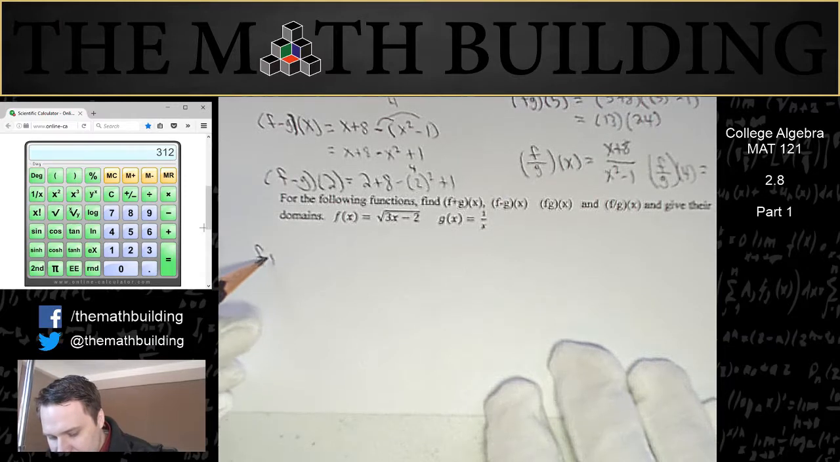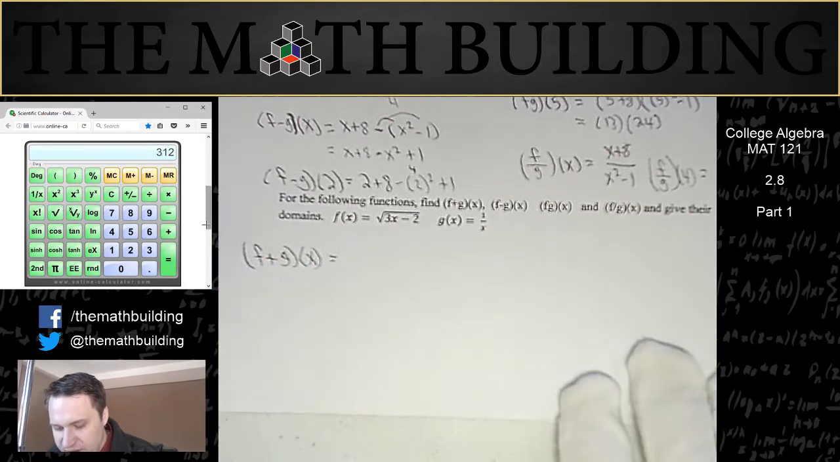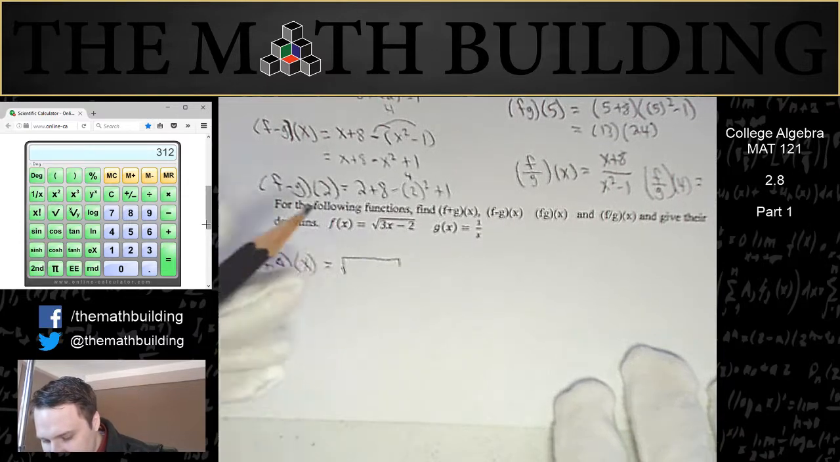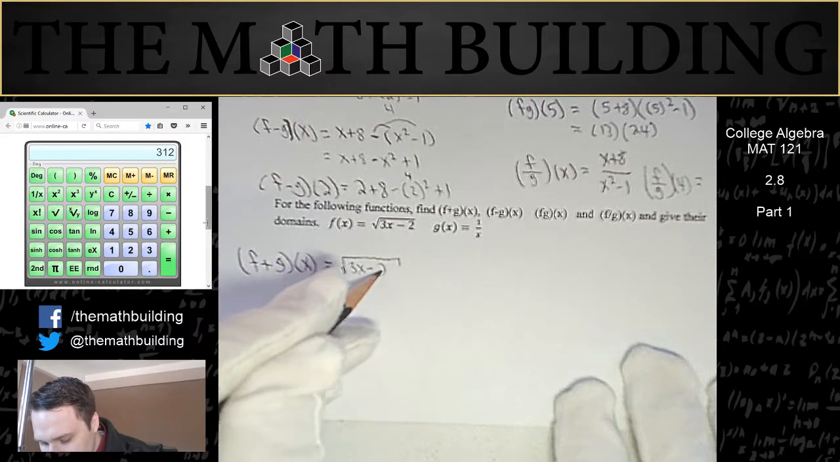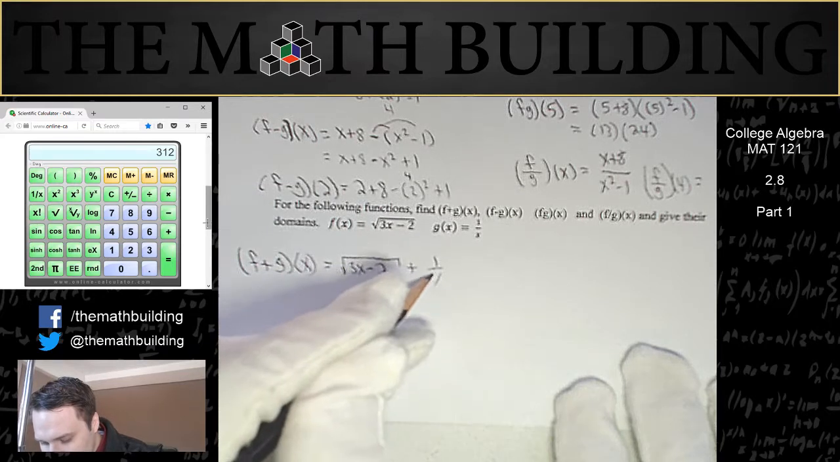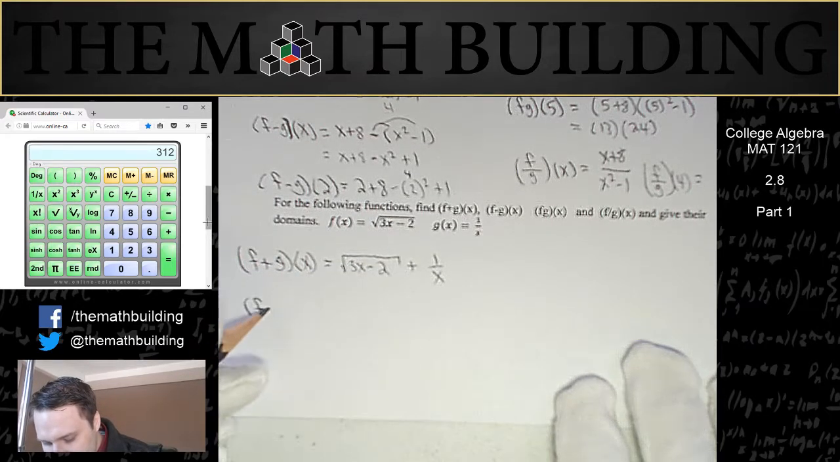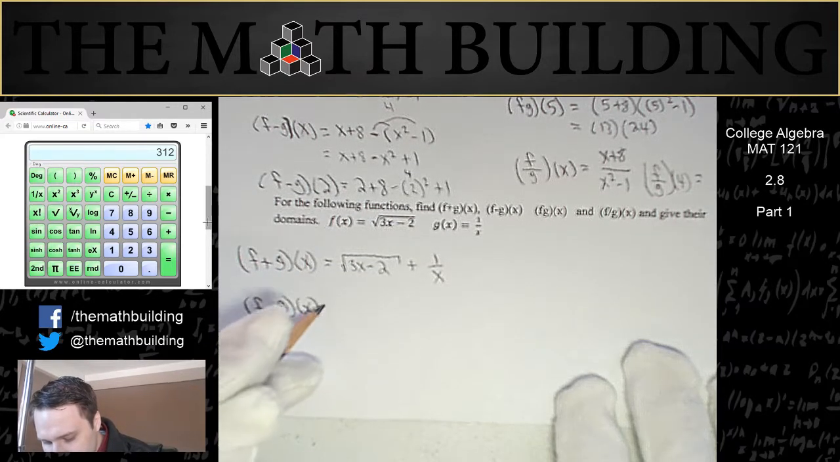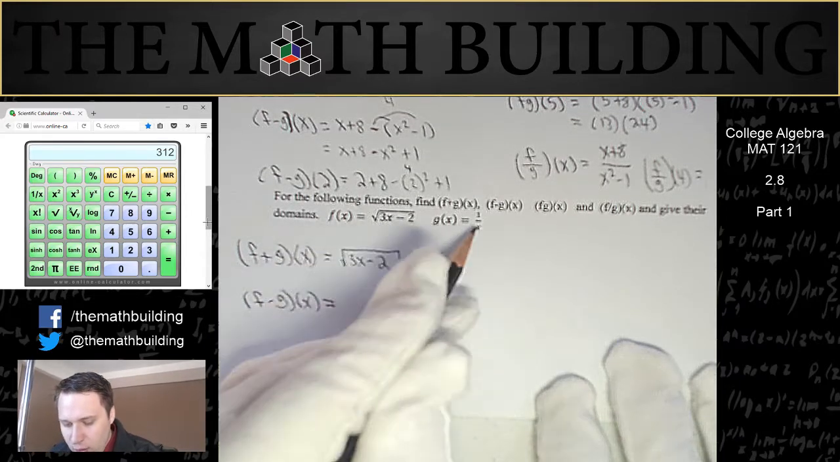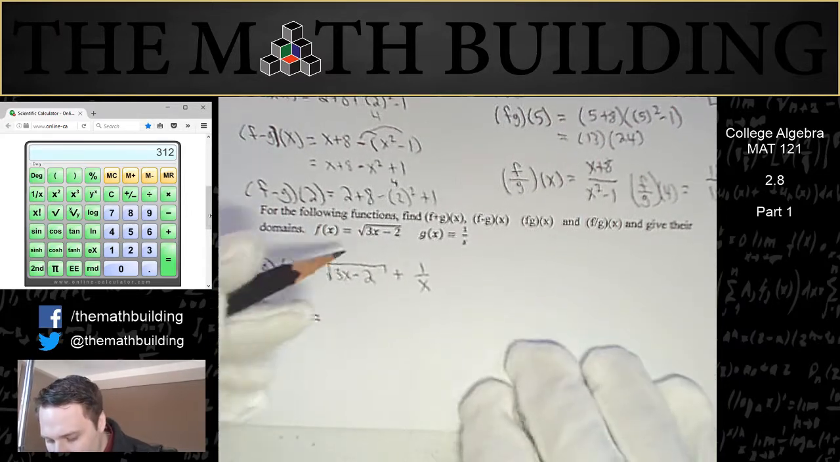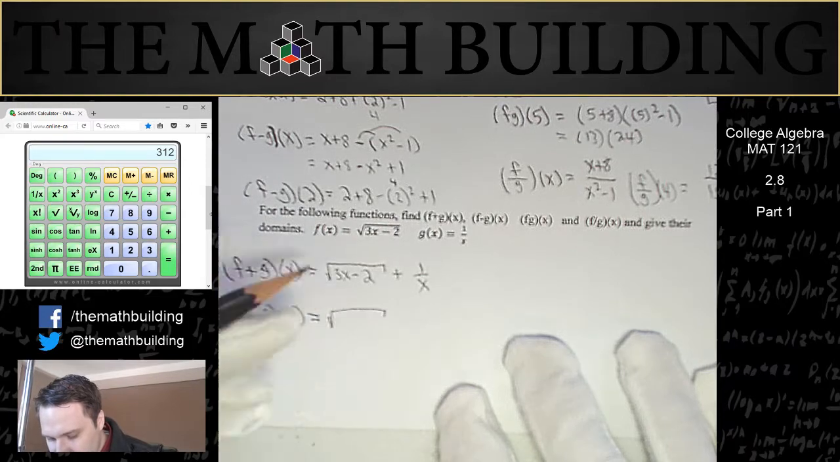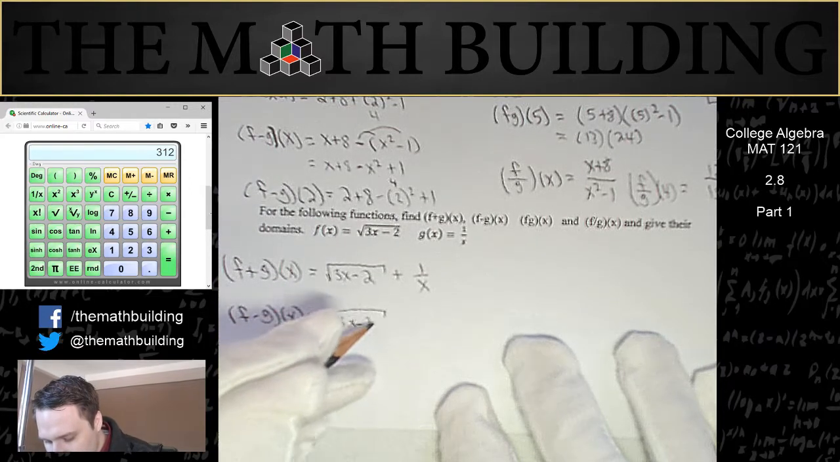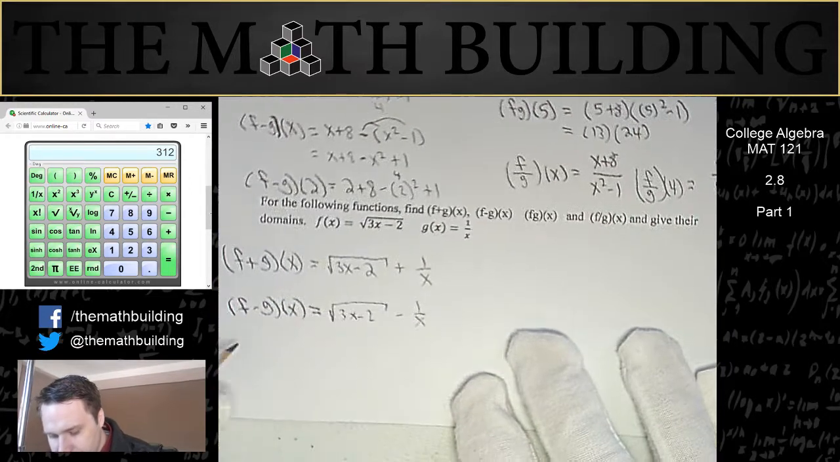Well, f plus g of x, notice we're not plugging in a number this time. You simply add the two together: the square root of 3x minus 2 plus 1 over x. f minus g of x, that's going to equal, you just take f and subtract all of g. So that's going to be the square root of 3x minus 2 minus 1 over x.